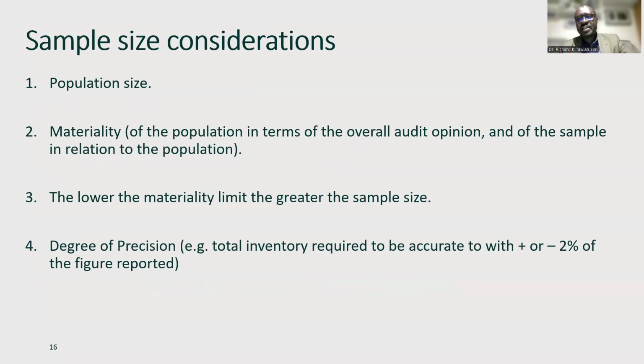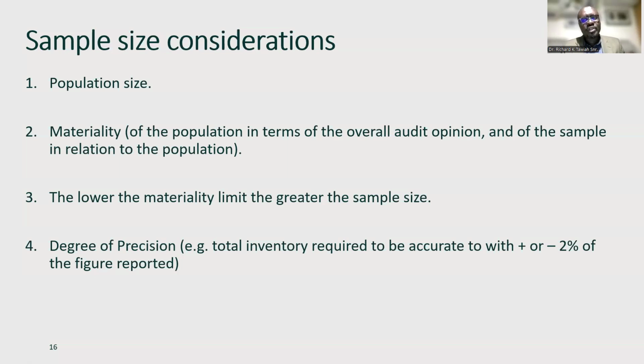Name them. Systematic, random sampling, which one? Now, the consideration of the sample size: look at the population size to determine the sample size you are choosing. Look at the materiality of the population in terms of the overall audit opinion and of the sample in relation to the population. So materiality is important. The lower the materiality limit, the greater the sample size, right? Which is easy. And then the degree of precision.